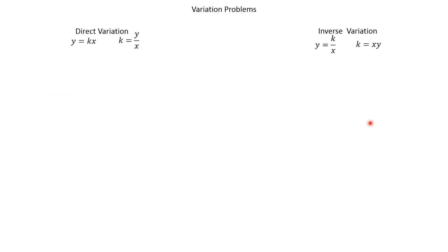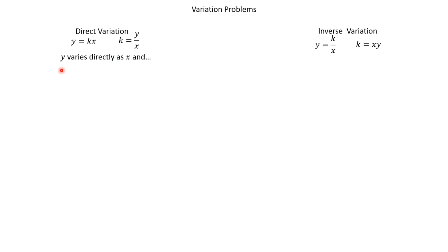Looking at our problems, we're going to be solving problems. We're going to be writing variation equations from word problems. And these always set up exactly the same. For direct variation, we're always going to get a sentence that says y varies directly as x. And then it'll give us some extra information. This means y equals k times x.